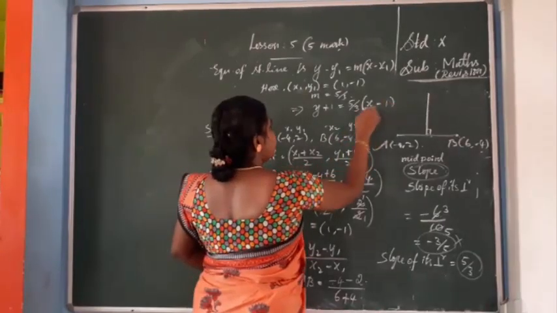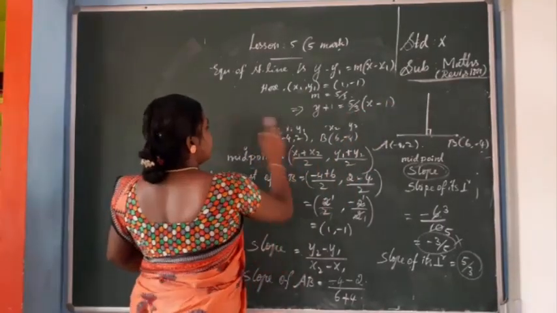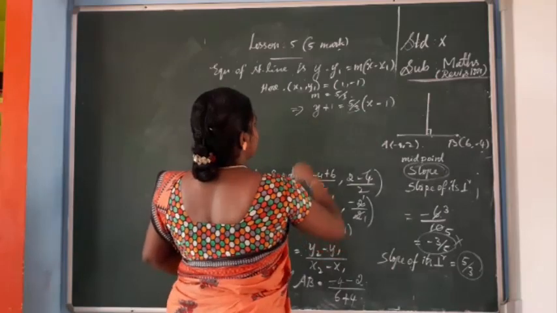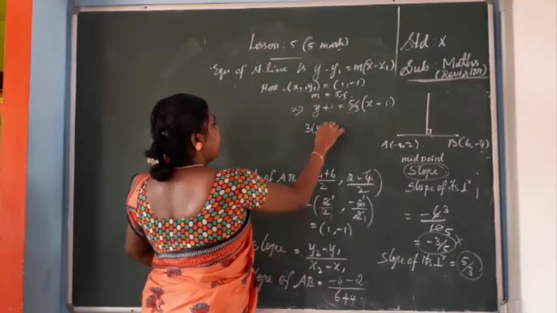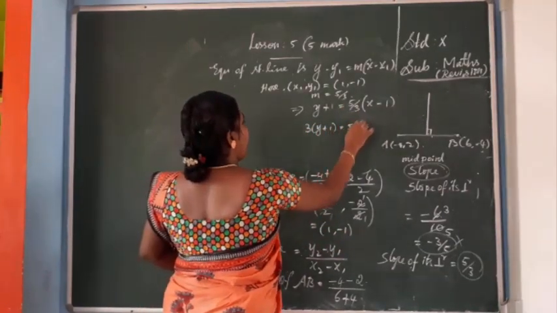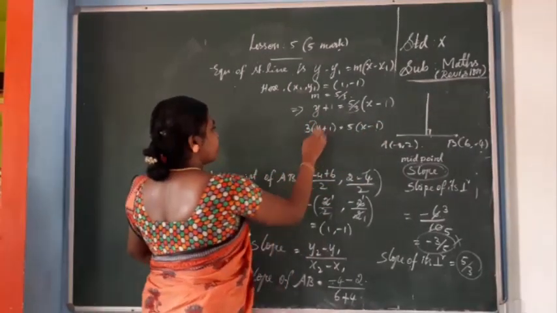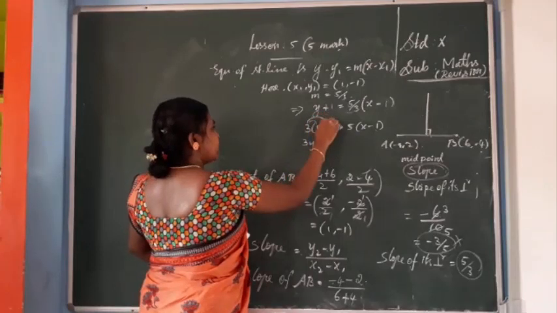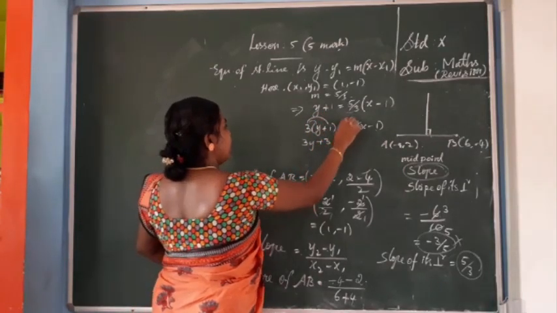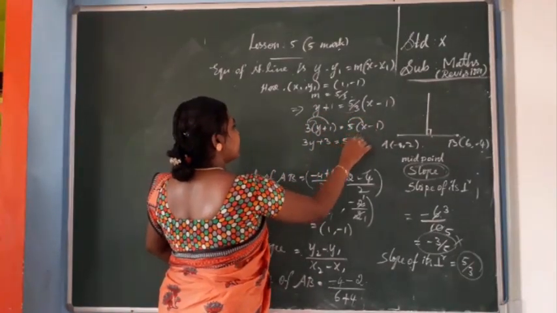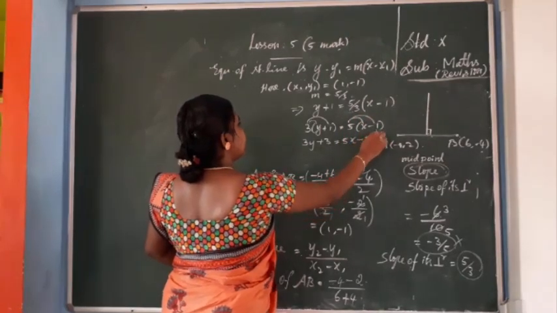Okay. Now you take 3 to the left hand side. So 3 into y plus 1 equal to 5 into x minus 1. Okay. Now we multiply: 3 into y, 3y. 3 into 1 is plus 3, equal to 5 into x is 5x. 5 into minus 1 is minus 5.